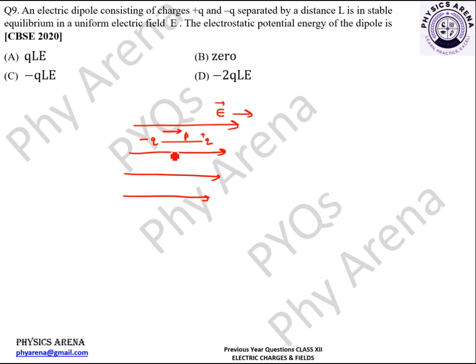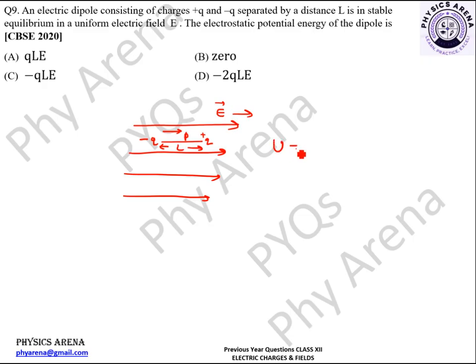But remember here, the trick is the length is L, not 2L. Generally, we take the length as 2L in the derivation, and if we do it by that, we will be ending up with the wrong answer. So please remember it is L that is given to us. So now we need to find out the value of the electrostatic potential energy in this case.